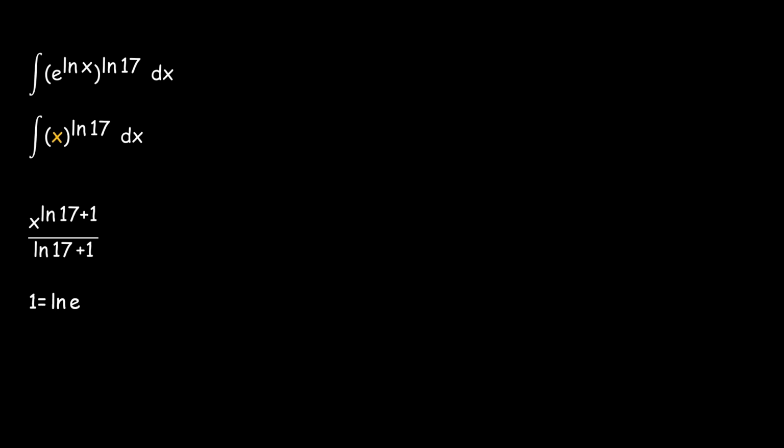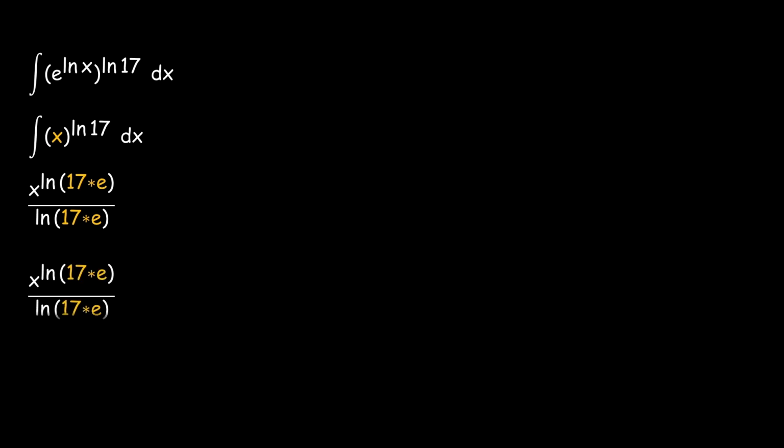So if I rewrite this, I'm going to have x to the power natural log of 17 plus natural log of e, so that I can use the rule of logarithms, right? When you add two logarithms, you actually multiply their values. So this would be the natural log of 17 times e over the natural log of 17 times e, and we get x to the power natural log of 17e over natural log of 17e plus c. Okay, a lot of manipulations going on, but then it's good.